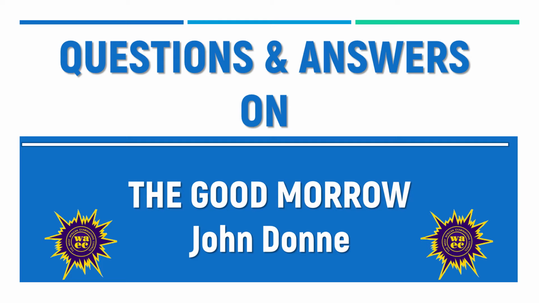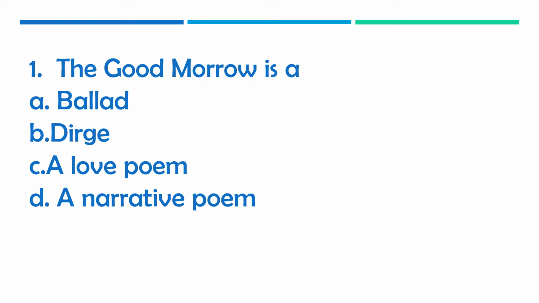Let's begin. Question 1. The Good Morrow is A. a ballad, B. a dirge, C. a love poem, D. a narrative poem. The correct answer to this question is C. The Good Morrow is a love poem.